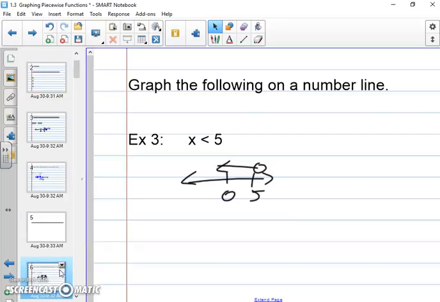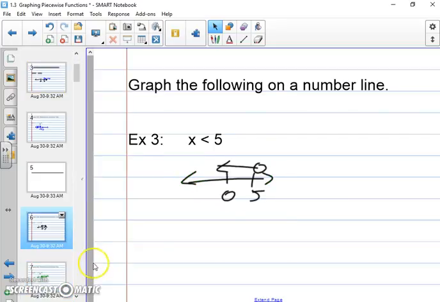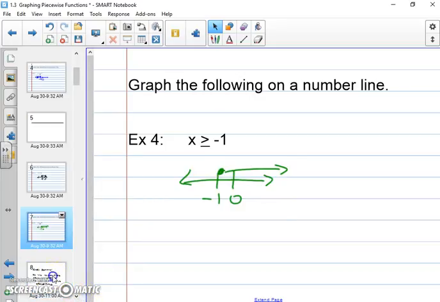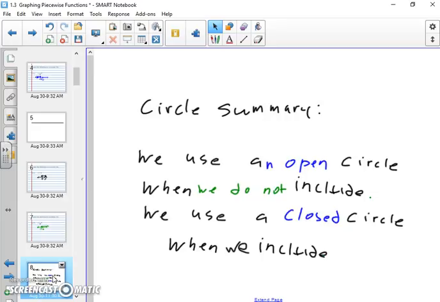And we did a couple more of those examples. This is the next one. x is less than 5. 5 is not less than 5, so we can't include that. That's an open circle. And then we had -1. If we put -1 on this side, it's true because we have the equal symbol. So is -1 greater than or equal to -1? Well, it is equal, so we do include it. It's going to be a closed circle. I was trying to emphasize that before we even got into the lesson. And then we did a little circle summary. We use an open circle when we do not include, and we use a closed circle when we do include.